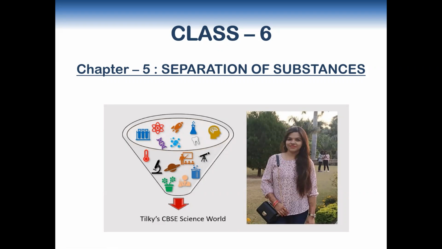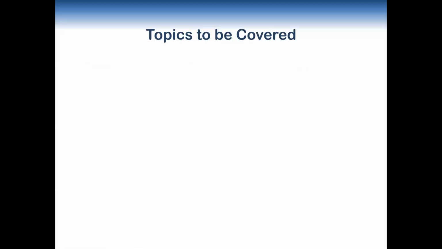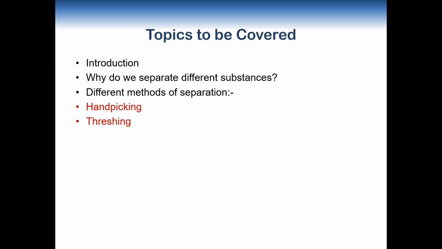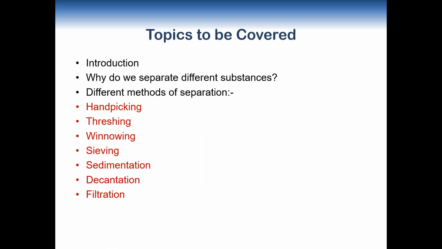Today we are going to discuss chapter 5 of class 6 science, that is separation of substances. In this chapter we will be covering the following topics: introduction, why do we separate different substances, different methods of separation, that is handpicking, threshing, winnowing, sieving, sedimentation, decantation, filtration, evaporation, and condensation. And the last topic is saturated solution.